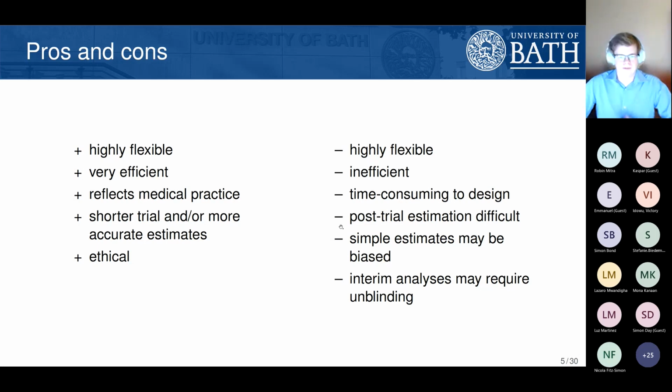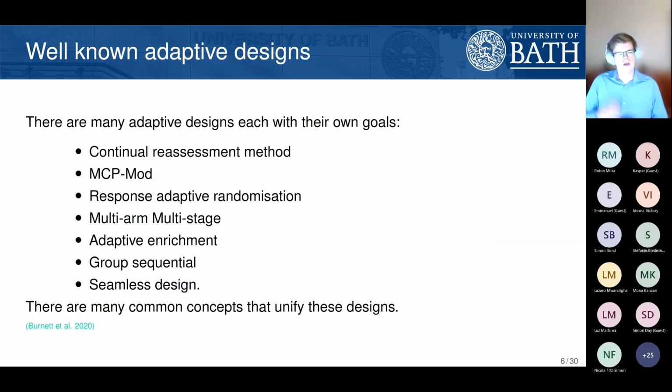On the counter side, obviously we've mentioned they're time consuming from a design perspective. Post-trial estimation becomes more difficult, and maybe that's something for the panel discussion in terms of how that ties in even further with estimands. Simple estimates may be biased, and so this has been recognised in guidance on adaptive designs of having to understand the bias. And the interim analyses, certainly as we'll view them today, we're viewing them in an unblinded way, which may not be desirable.